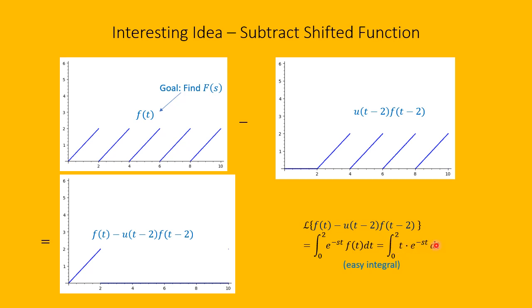It can be integrated by parts. If you let u be t and let dv be e to the minus st dt, and then use the formula that it's going to be u times v minus the integral of v du, the integration by parts formula. You should try it. It's not hard.